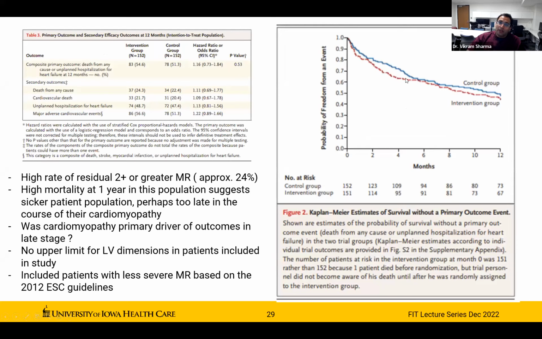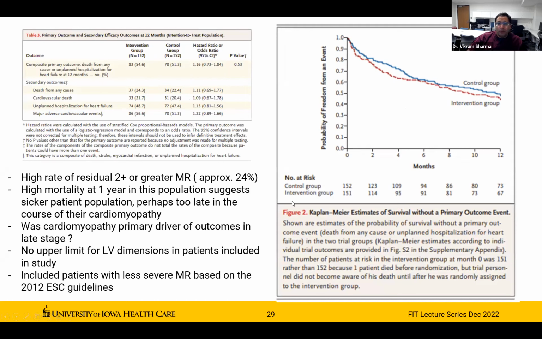What we saw in this study is that there was no difference between the control and intervention groups at 12 months. Here are the statistics related to that. There wasn't any difference in death from any cause, cardiovascular death, hospitalization, and the composite of MACE.